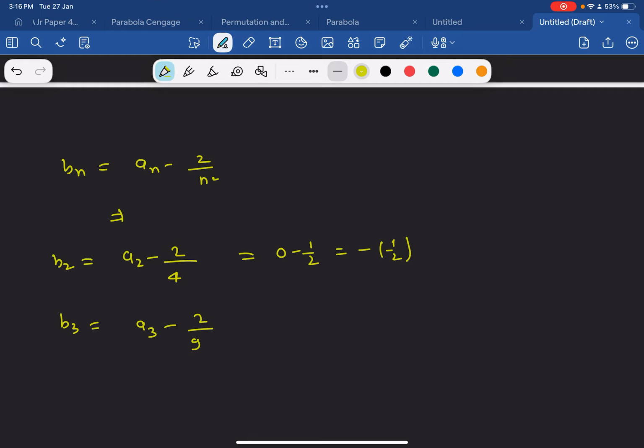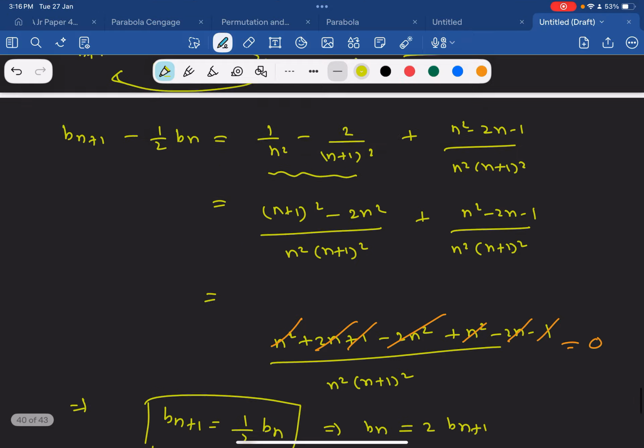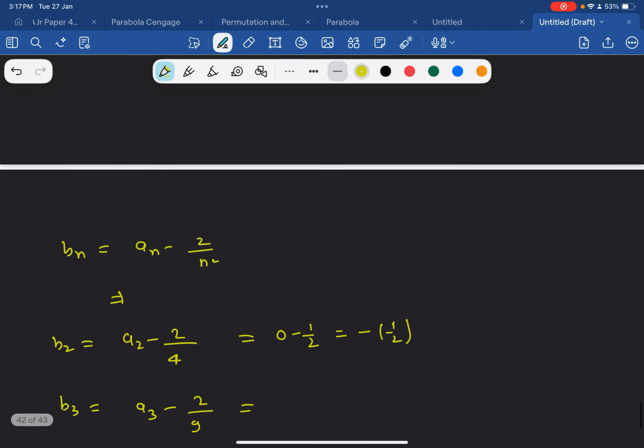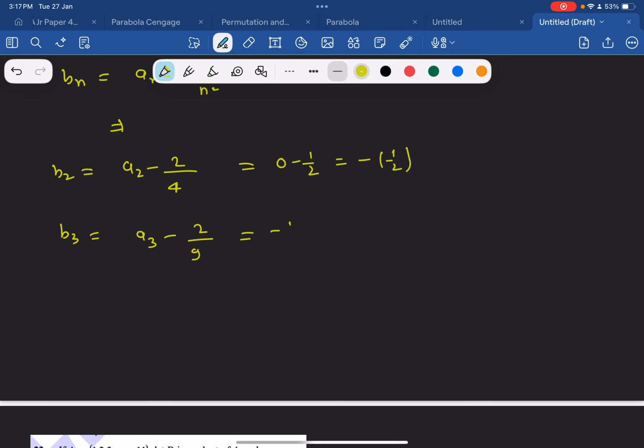Now B3 will be how much? A3 minus 2 by 9. Now A3, how much did we get? See that previously we calculated A3 will be minus 1 by 36. So we got minus 1 by 36 minus 2 by 9. Multiply by 4 here and by 4 here so that it will become 36. So minus 1 minus 8, minus 9 by 36, or minus 1 by 4, or minus 1 by 2 whole square.